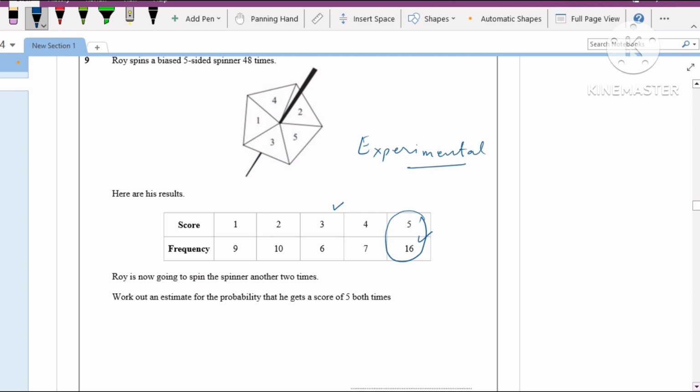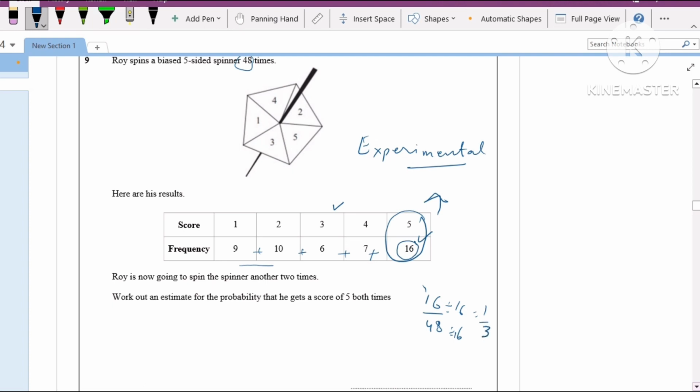So what is the probability of 5 according to these experiments? You can see the frequency of 5 is 16. And what is the total? It is 48. It is given in the question as well. You could add these all to get the total, but this is 48, which is given, so don't waste your time. So 16 out of 48, you can simplify because both numbers are divisible by 16. So it is 1 over 3.